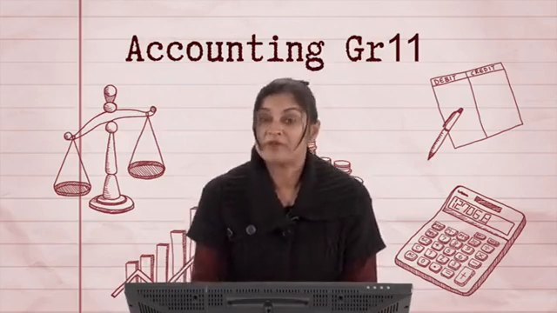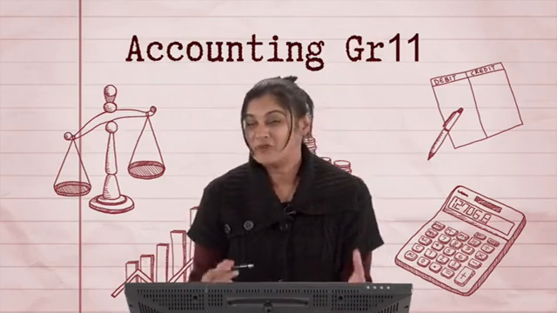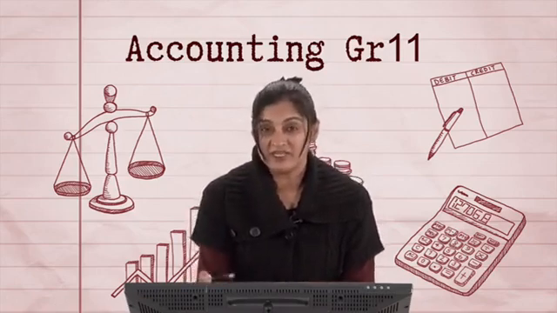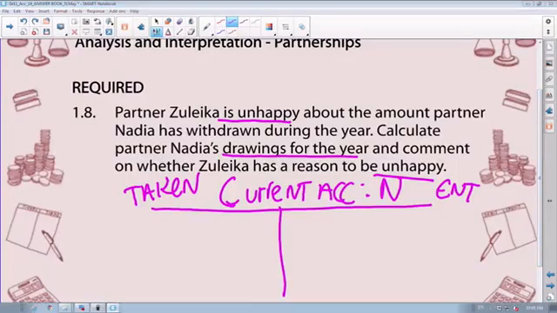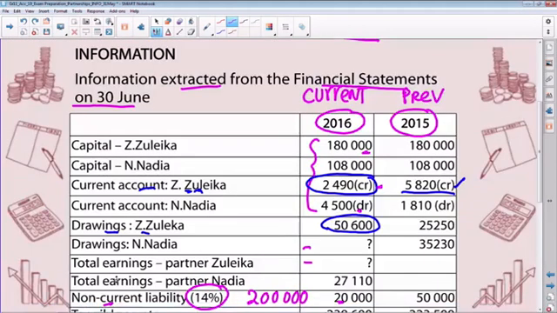But if it's the opposite, so for example, I'm entitled to 1,000, but I've already taken 1,200. So clearly, I'm not following my partnership agreement, my partnership terms. So let's see if that is the situation in this case. Right, so partner Nadia, let's start with her opening balance for her current account. So back to our information sheet.